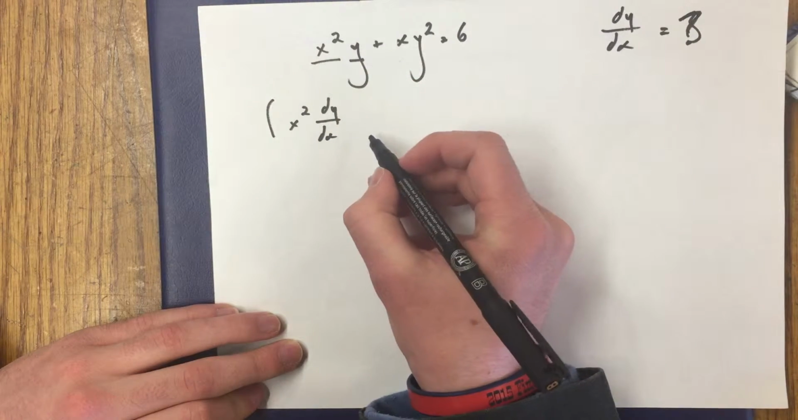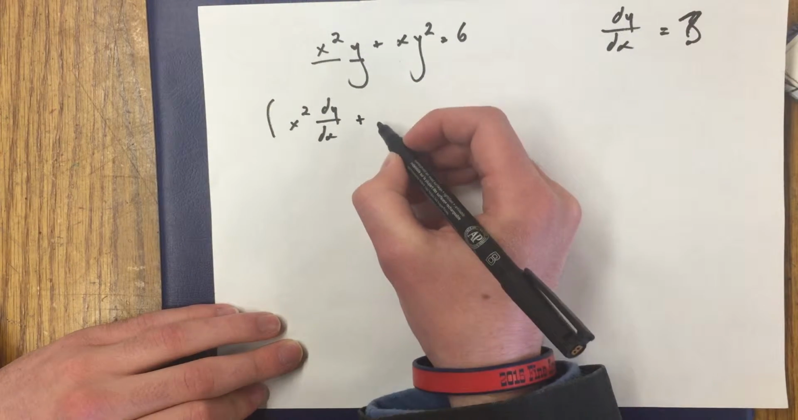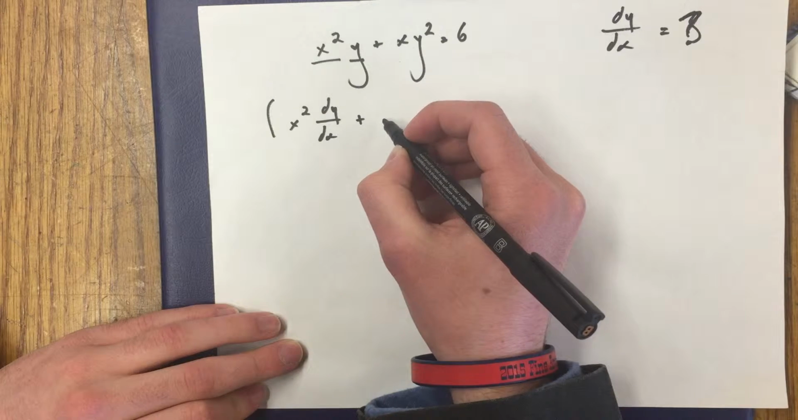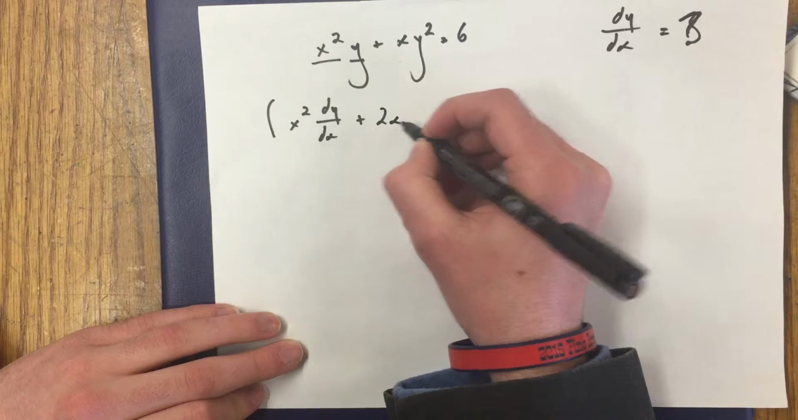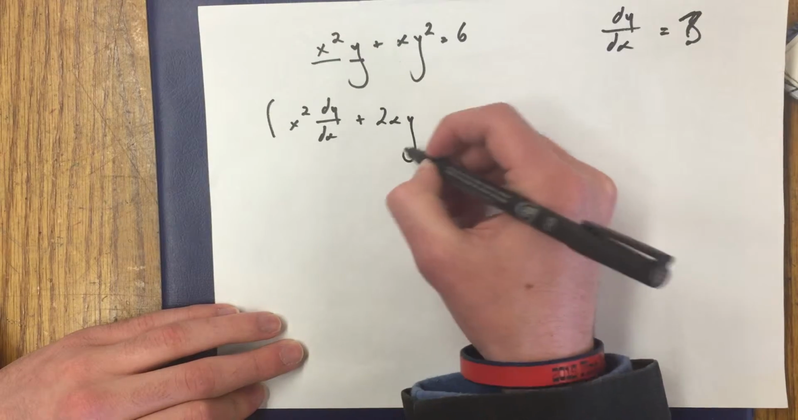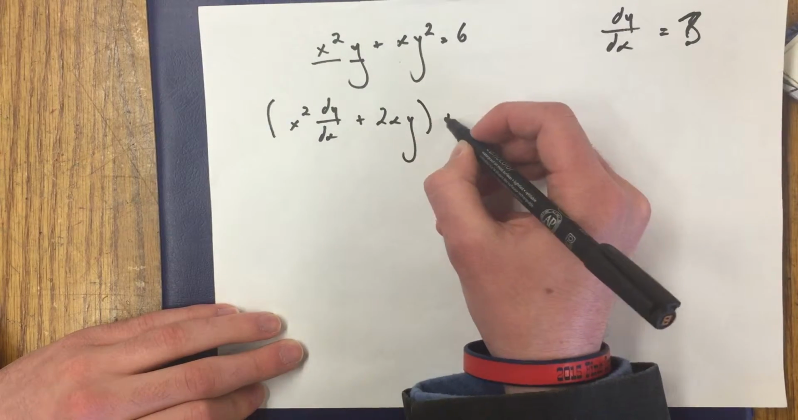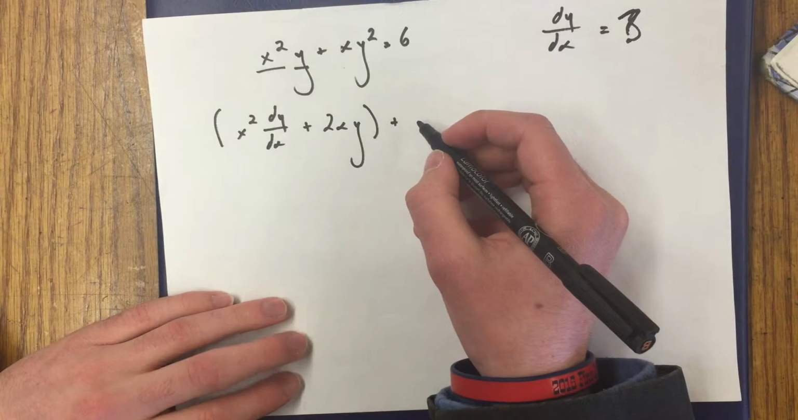I'm not going to write the 1. Plus the second times the derivative of the first. So the derivative of the first will be 2x and the second, which is y. Close parentheses. Next term is xy squared.